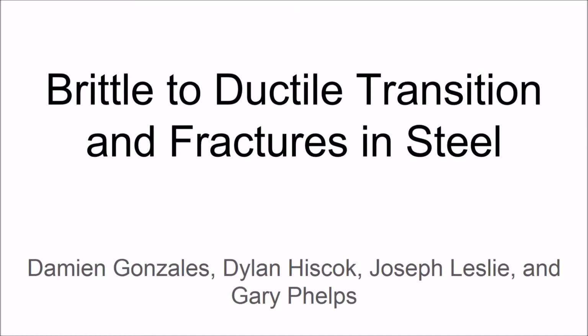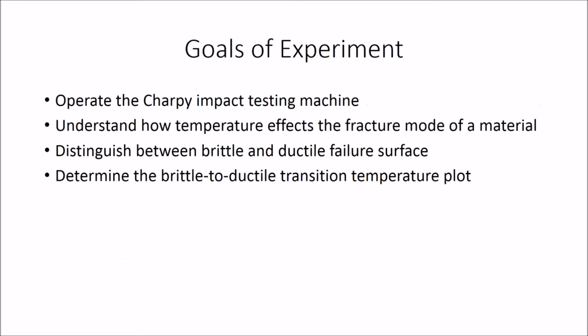Brittle to ductile transition and fractures in steel. The goals of this experiment are to gain knowledge and experience in operating the Charpy impact testing machine, to understand how temperature affects the fracture mode of a material, in this case 1018 alloy steel, to learn how to distinguish between brittle and ductile failure surfaces, and finally to determine the brittle to ductile transition temperature plot.